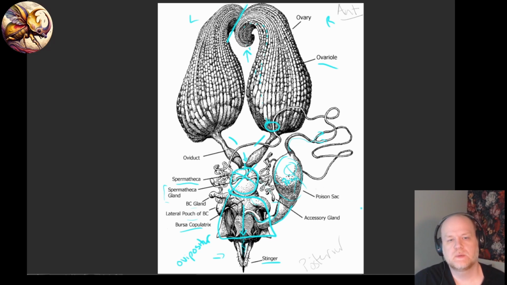So if you can understand what's going on here, you can probably figure out what's going on with the other insects. So next time we will talk about the male reproductive system, internal, and then we'll switch to the external reproductive systems of both male and female.